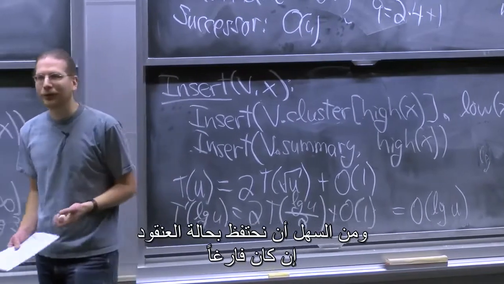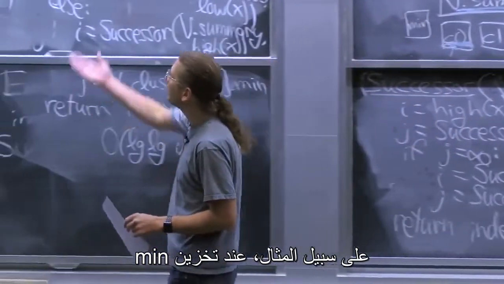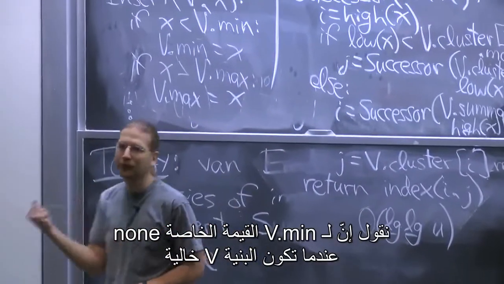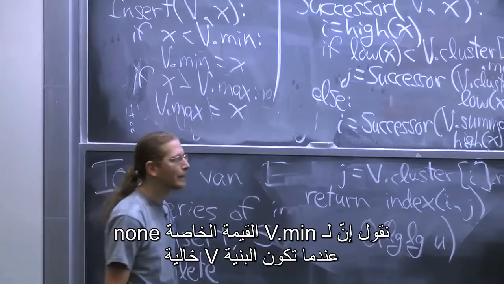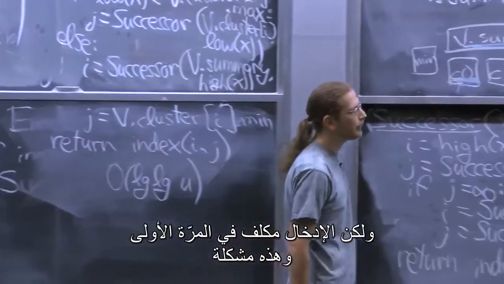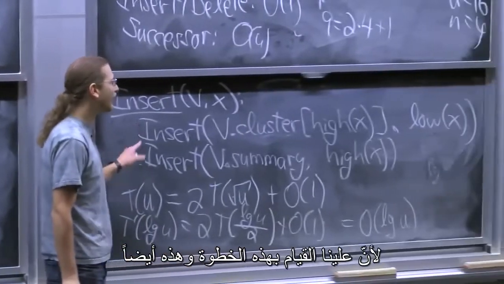It's easy enough to keep track of whether a cluster is empty. For example, we're storing the min. We can say v.min is none, special value, whenever the structure v is empty. But we still have this problem that the first time we insert into a cluster, it's expensive, because we have to do this and we have to do this.